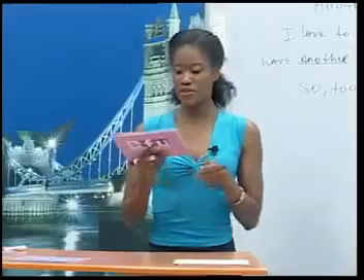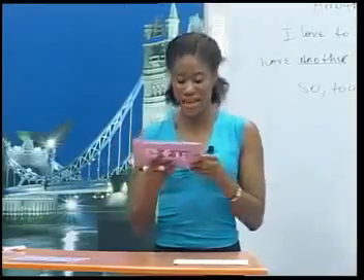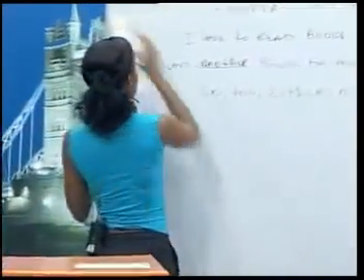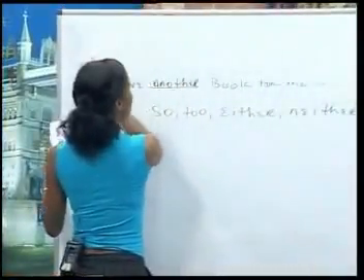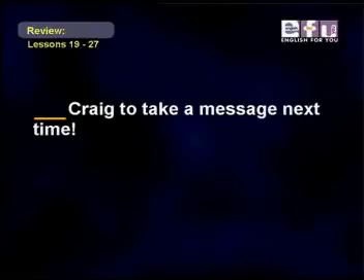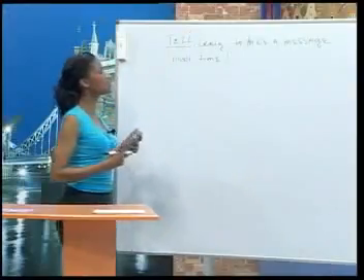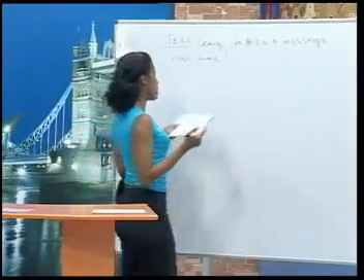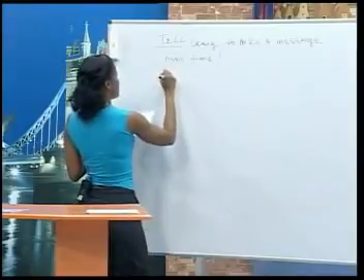Okay, let's do an exercise reviewing say and tell. So this one should be easy. Just fill in the blanks and use say or tell. Okay, the first one. Blank Craig to take a message next time. Sylvia. Tell Craig to take a message next time. Good. We have the listener present, so tell Craig to take a message next time. Used as a command.